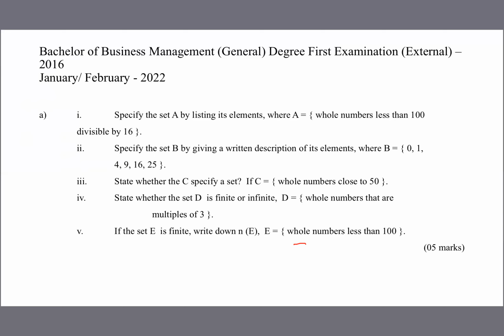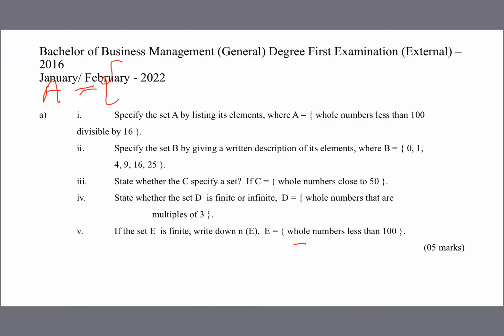First, specify the set A by listing its elements, where A equals whole numbers less than 100 divisible by 16. It's asking for the elements of the set A. It's very easy, right? Set A equals, you need to put the open brackets here, then whole numbers less than 100 divisible by 16.